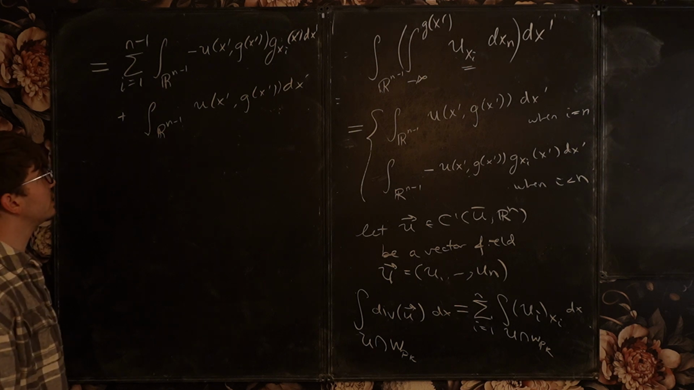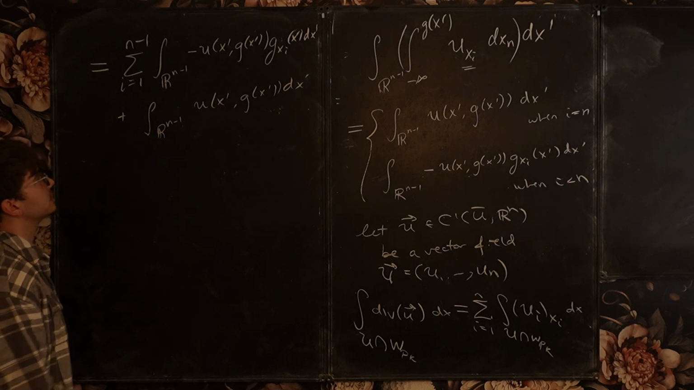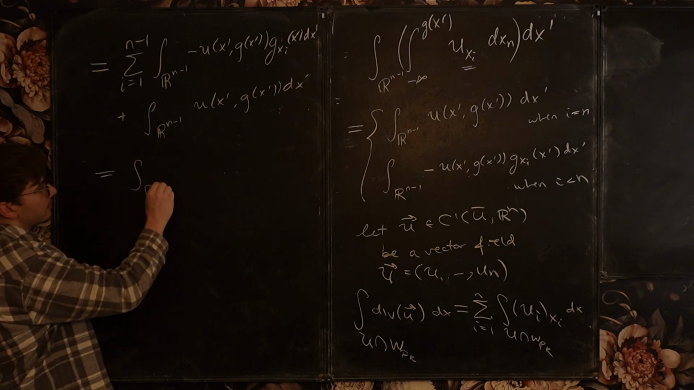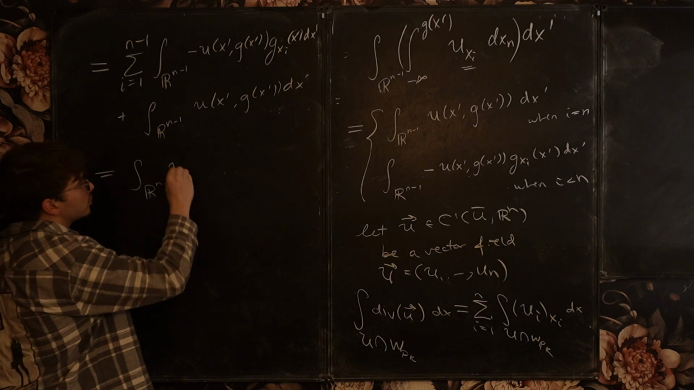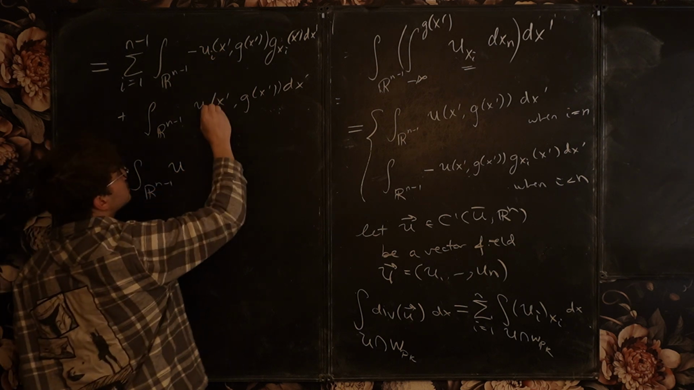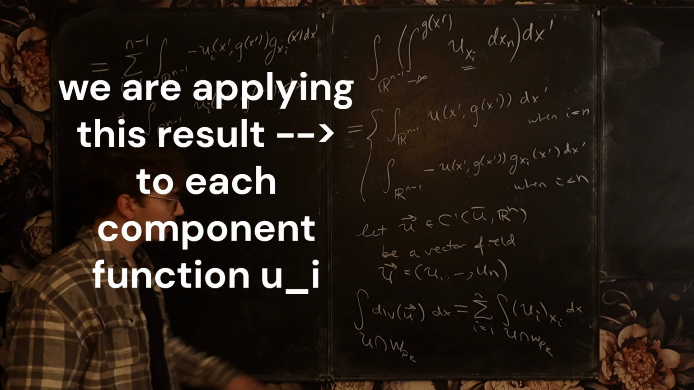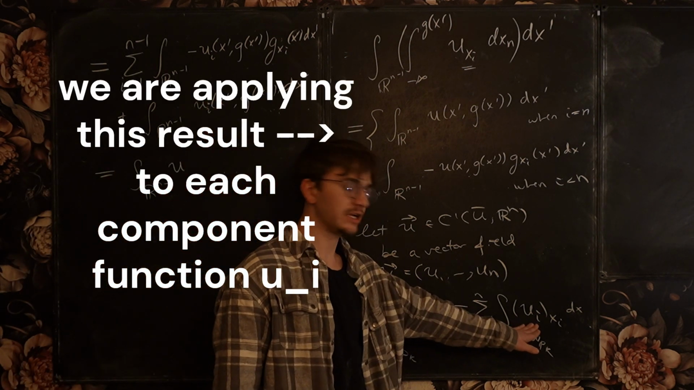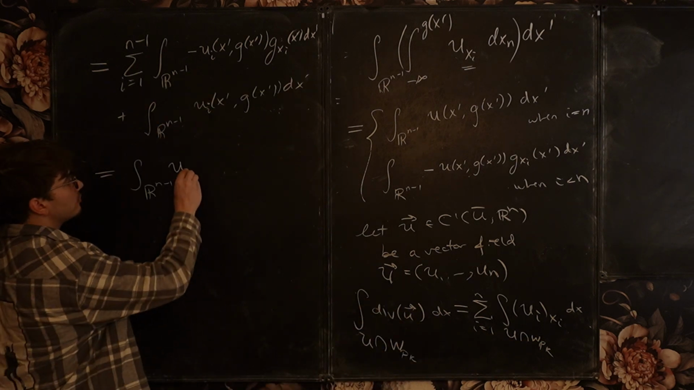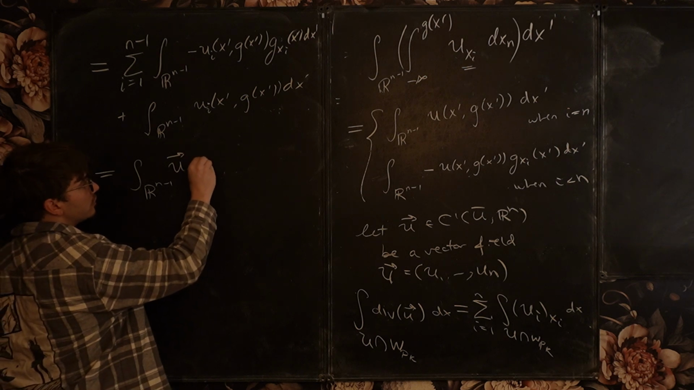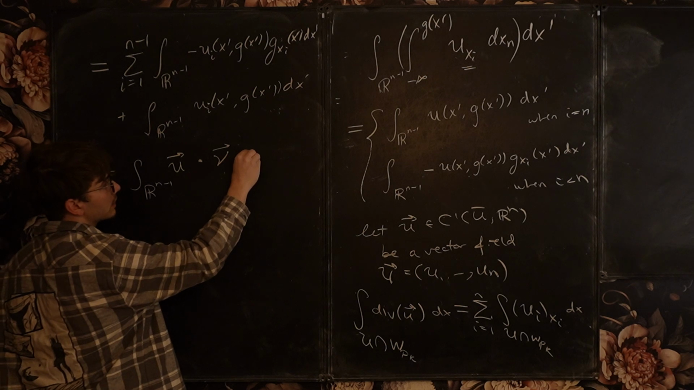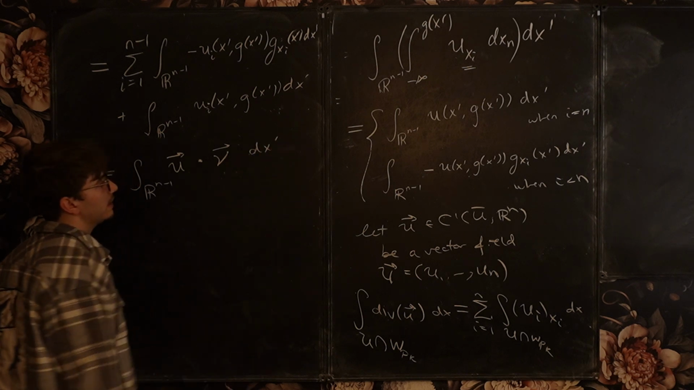Okay, so I'm going to view this as a dot product of two vectors, and it's going to be the following dot product. So this is R^(n-1). We have u, and this should be u_i's, I apologize, just my notation, the ith component of u. So we now have the vector field u dotted with some mysterious vector v dx'.